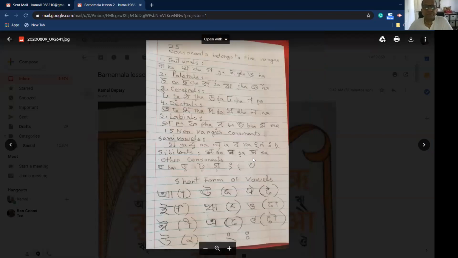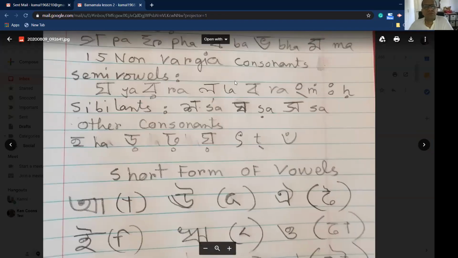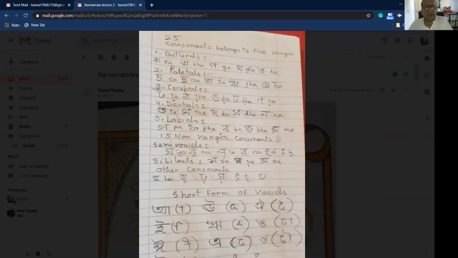Okay, so then let's see. That is 25. These 25 make 5 borgos, and each borgo comprises 5 letters. And then we'll go to semi-vowels. Semi-vowels are like ya, ra, la. They are in the consonant category, but their sound is kind of like a vowel sound. You know, this ya is like in Hindi or Sanskrit, ya. Like karja in Bangla means job. In Sanskrit and Hindi, kariya. So the root is Sanskrit, so it is a vowel in Sanskrit. In Bangla, it is a consonant, but we call it a semi-vowel.